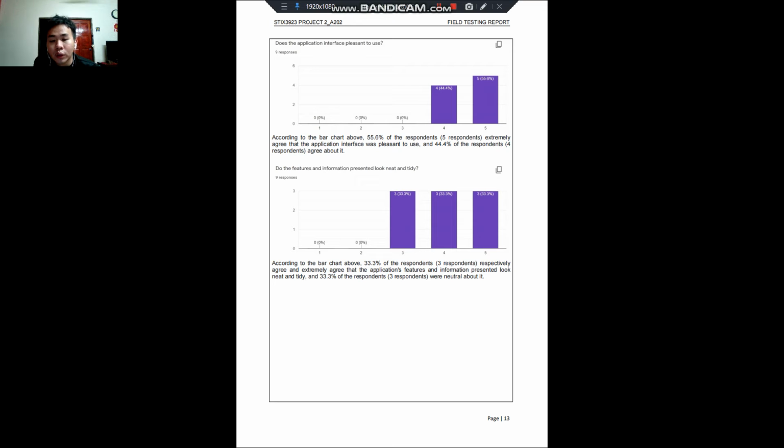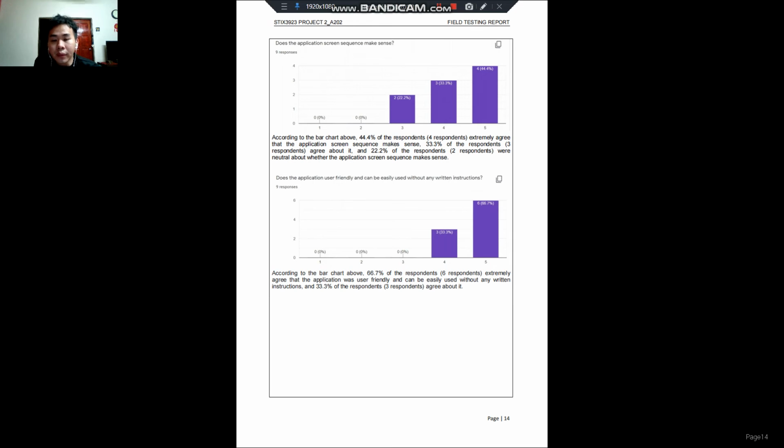Next, for the question, do the feature and information presented look neat and tidy? 3 respondents extremely agree, 3 respondents agree, and 3 respondents were neutral about it. And then next, for the question, does the application screen sequence make sense? 4 respondents extremely agree, 3 respondents agree, and 2 respondents were neutral about it.